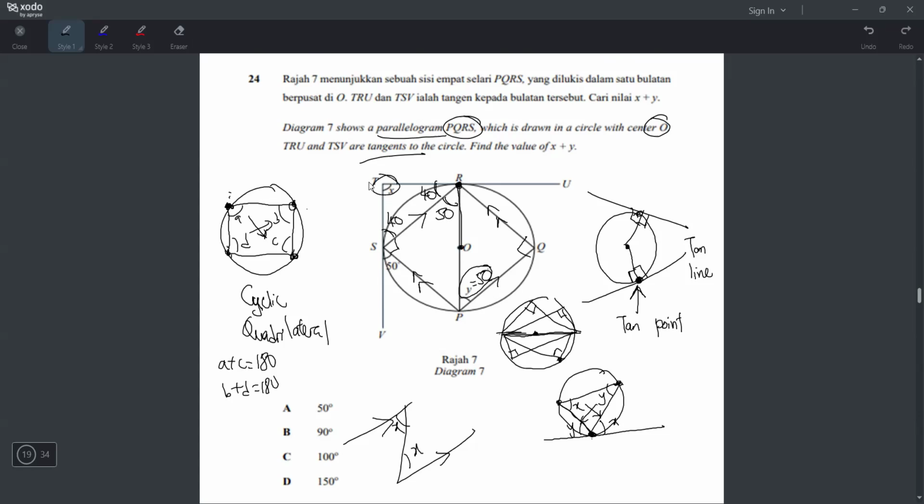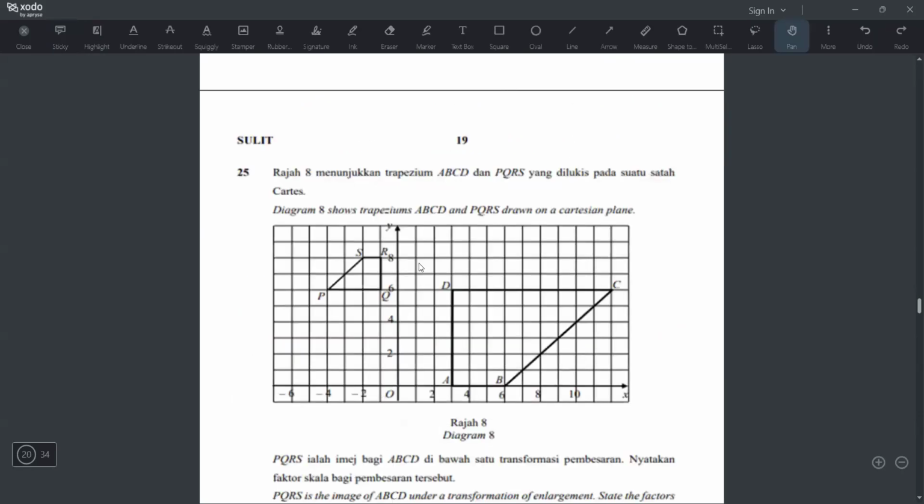And now you can find your x. Just take 180 because this is a triangle. So in a triangle, the total angle is 180. So 180 minus 40, you use a calculator, you get 100. So now you have your x 100, you have your y 50. Now you can find x plus y. So what is 100 plus 50? 150. So D is the answer. Okay, done.